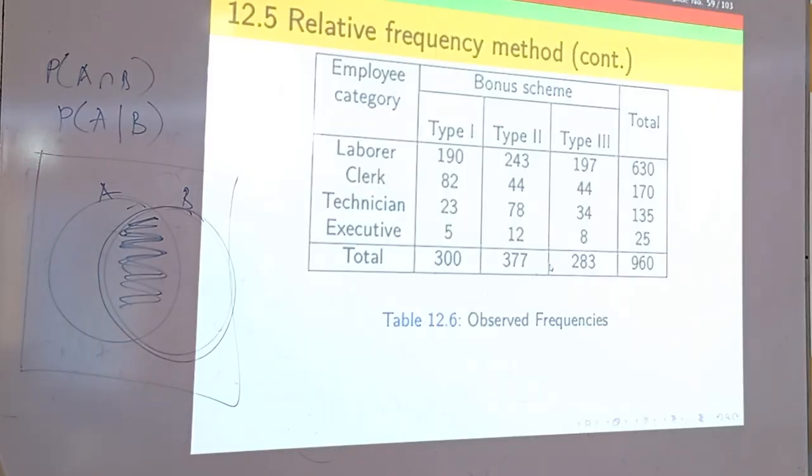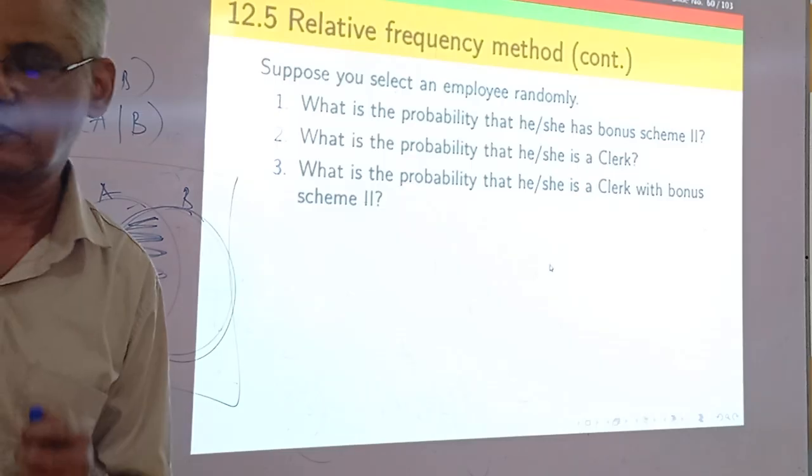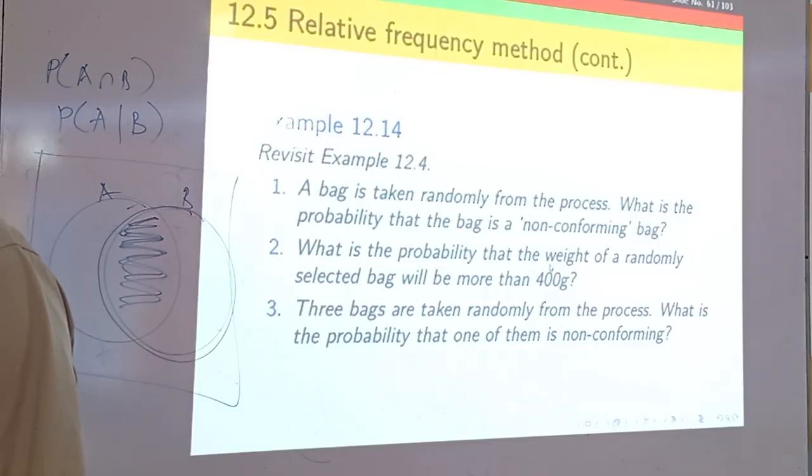So that's the meaning of conditional probability, right? Given that something has happened, your sample space now reduces to that set. Within that, you are looking at the probability of the second event occurring. Okay.